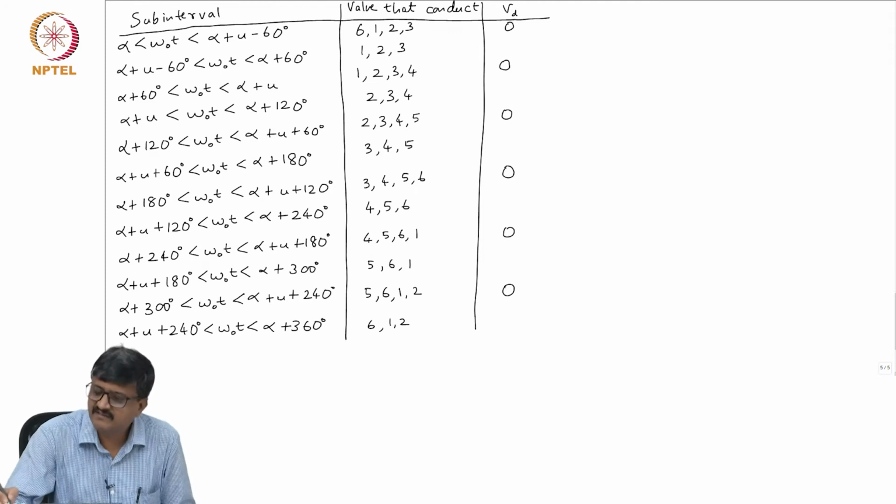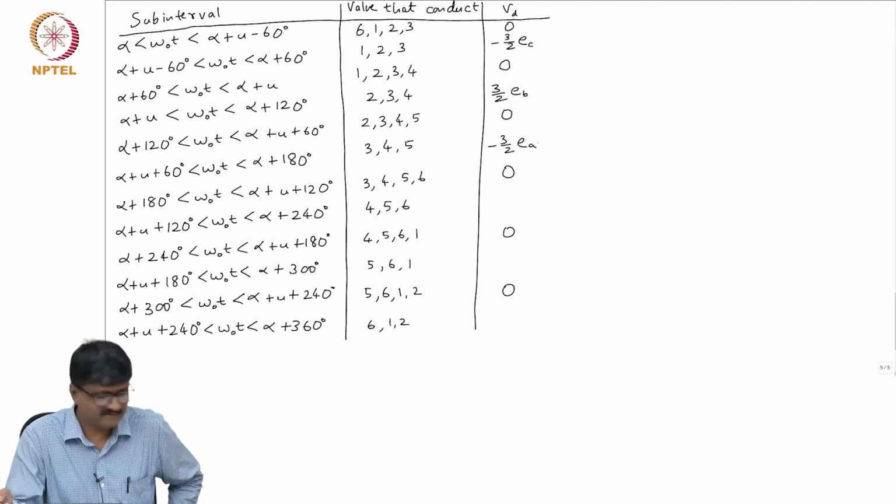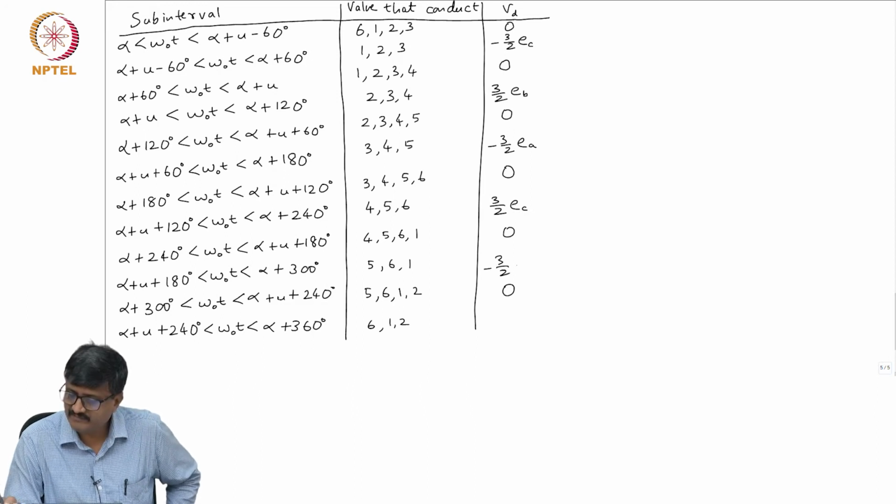So, it is minus 3 by 2 Ec. So, we have derived this is 3 by 2 Eb minus 3 by 2 Ea, 3 by 2 Ec minus 3 by 2 Eb and 3 by 2 Ea.